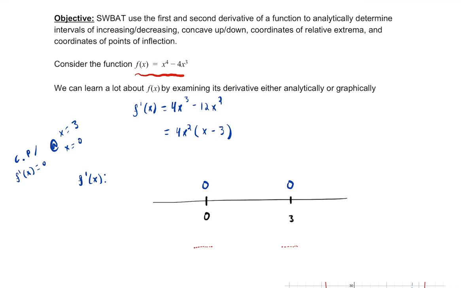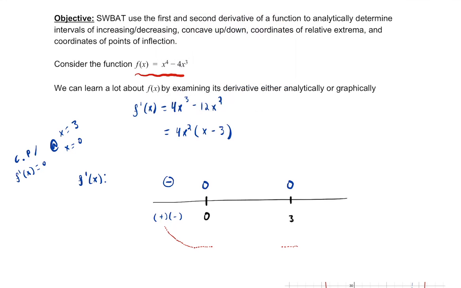So let's pretend we plug in something to the left of 0, like -1. If I plug in -1, 4x squared is 4 times -1 squared, that's 4, a positive, times -1 minus 3, that's a negative. So positive times a negative, my first derivative will be negative. So my original function must be decreasing on the way to this horizontal tangent line.